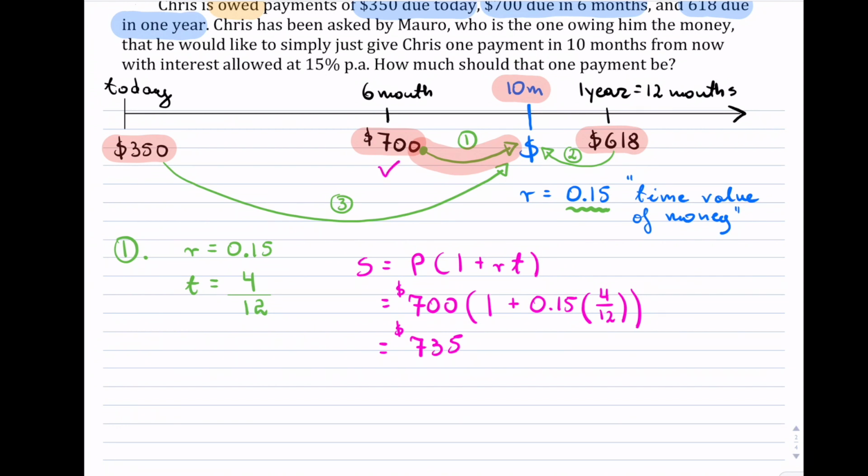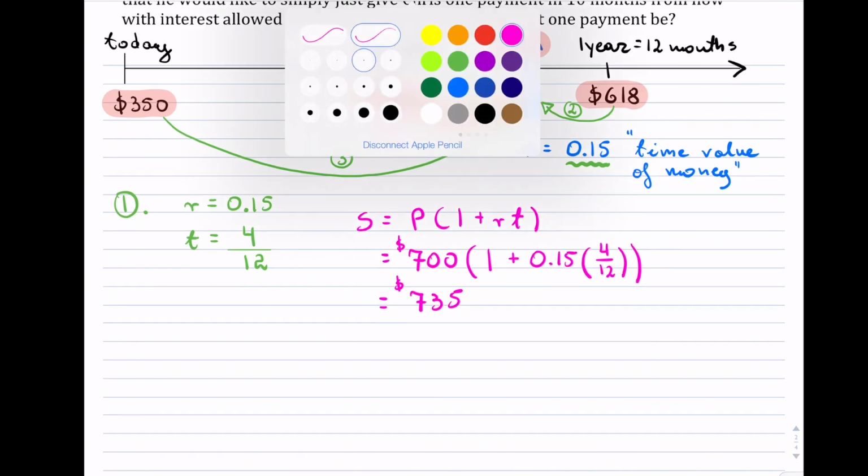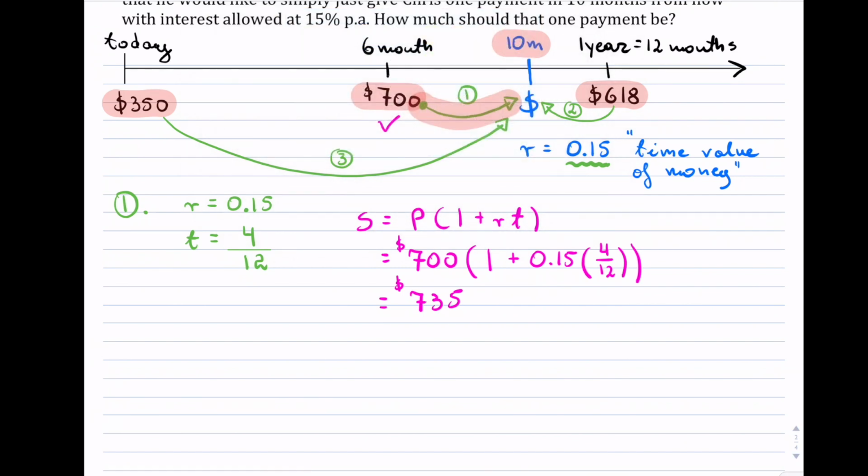But we've just found 1. Okay, so we've done 700. Now we have to do the same thing for the other 2. So I'm going to change color so that it stands out a little bit for us. So for the second one, the rate doesn't change. The time does change. For number 2, which is 618, if you look at the chart, notice that t is right now at 12 months. And I want to bring it back to 10 months, which is 2 months. Well, 2 months divided by 12.